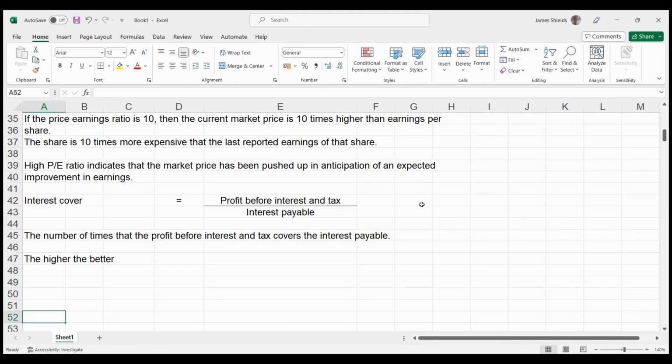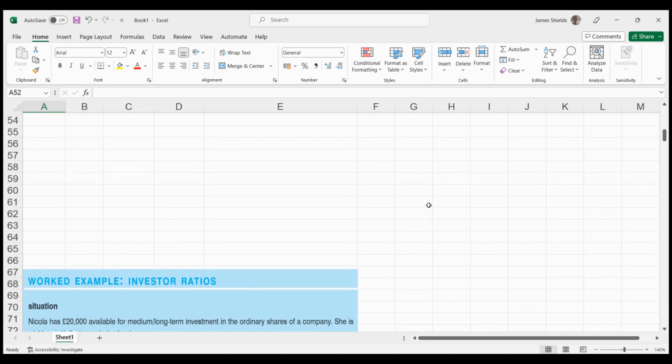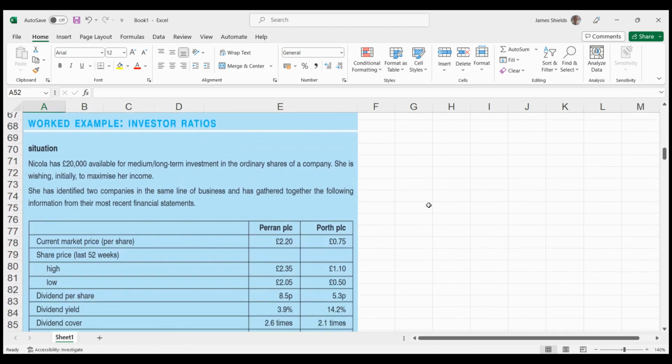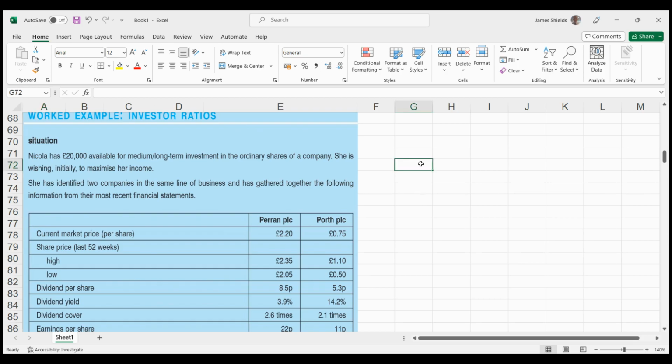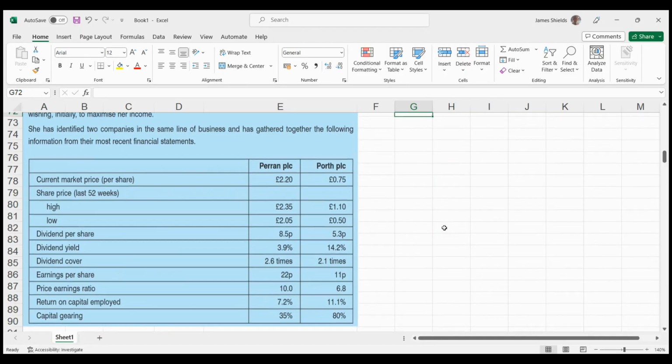Right, now we're going to look at a little example. Nicola has £20,000 available for medium to long-term investment in the ordinary shares of a company. She is wishing initially to maximise her income. Now, maximising her income is an important bit in the question. She has identified two companies in the same line of business and has gathered together the following information from their most recent financial statements.